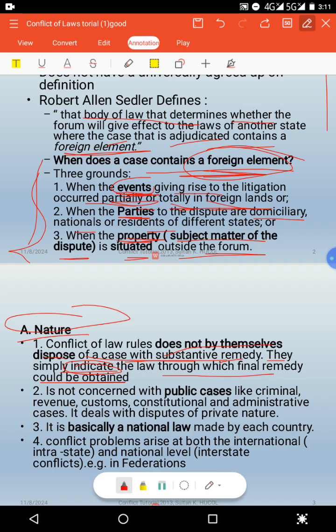The second point about the nature of conflict of laws is that it is not concerned with public cases. It does not give emphasis to public cases, especially criminal, revenue, customs, constitutional and administrative cases. They are all related to public cases. They are not covered.